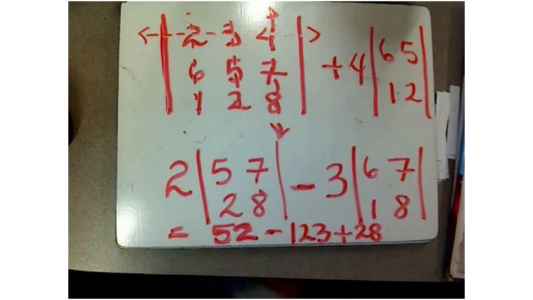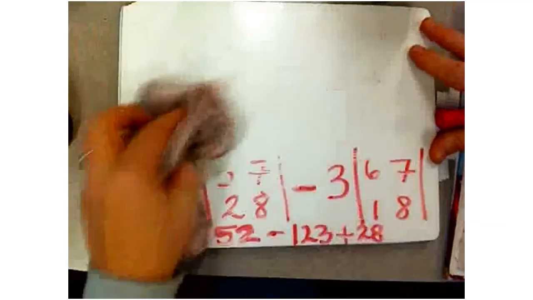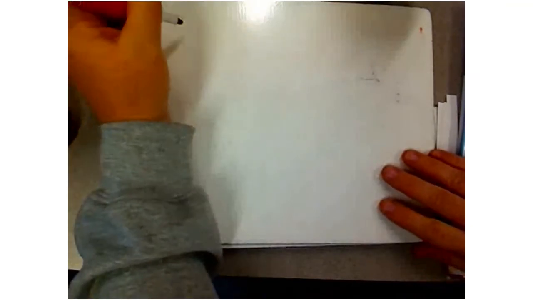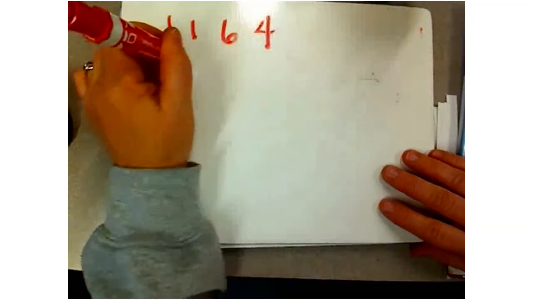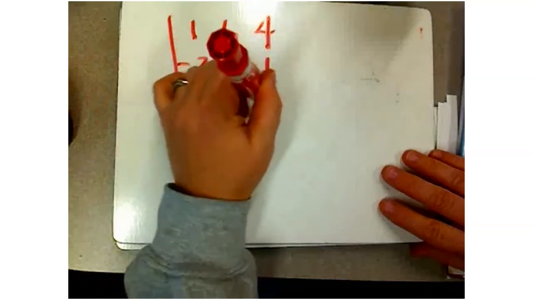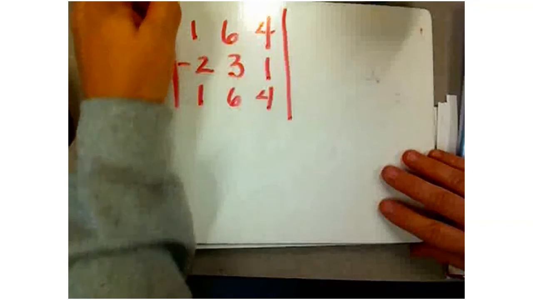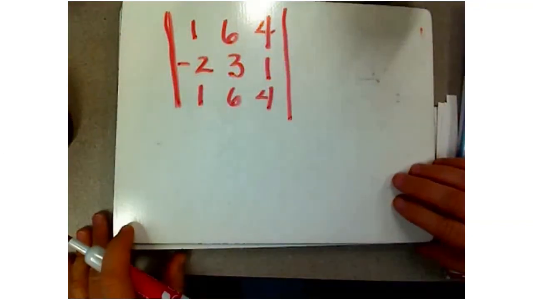All right, let's do number 12. None of those were negative. That was easy because there were no negative numbers. Now we got some negative numbers, so we got to be careful, don't we? All right, so we have find the determinant of the matrix 1, 6, 4, negative 2, 3, 1, and 1, 6, 4. Well, there's 1, 6, 4 in both rows. Interesting. Let's see what might happen there, all right?